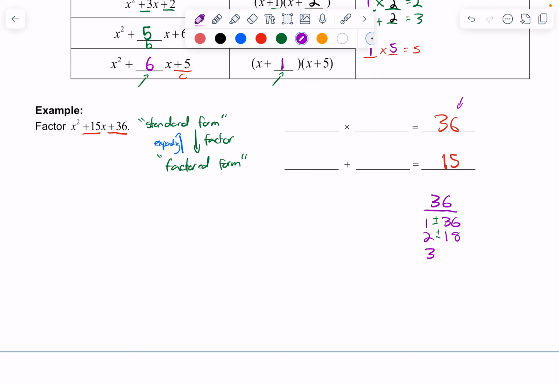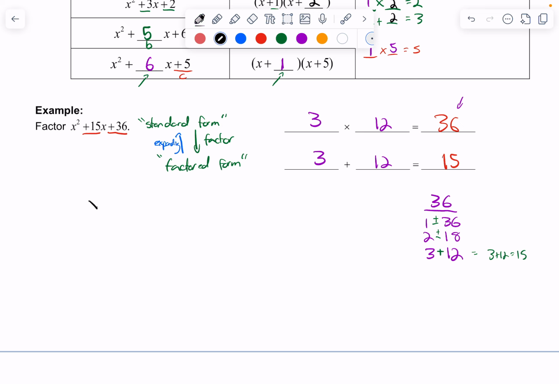So the next one we have is 3 and 12, and we're going to stop there, because if I was to add here, I would get 15, right? 3 plus 12 gives you 15, the B term. So that means your two numbers, and these have to be the same numbers, right? You can't put different numbers for the top and the bottom. Once you've determined those numbers, it's pretty straightforward at this point.